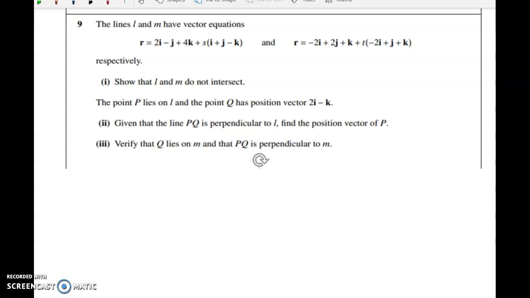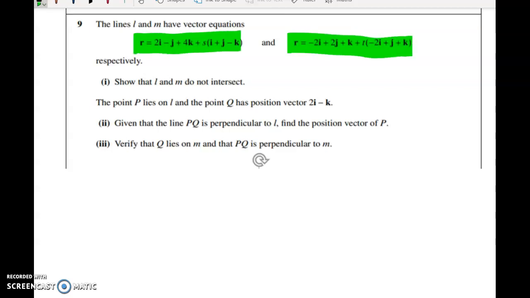We've got two lines, L and M, and we've got these vector equations for them. First thing I'm going to do is to write those into columns, and we have to show that those two lines do not intersect. Right, so this is a classic question that comes up all the time. It's where we're solving three simultaneous equations, and you guys did this really well in the exam.